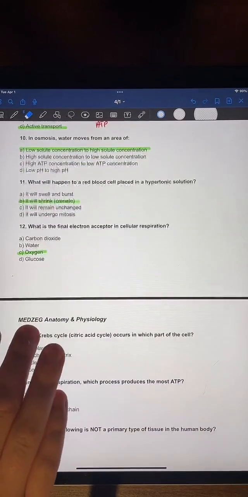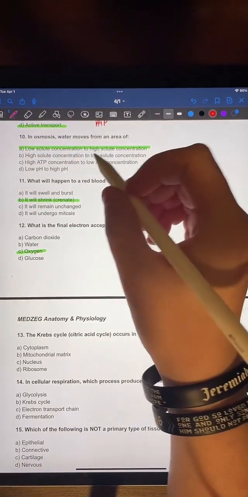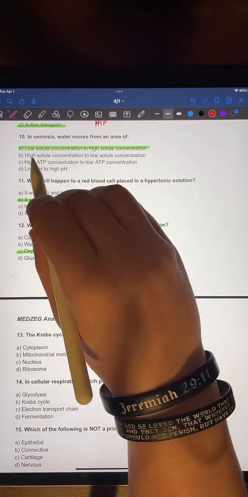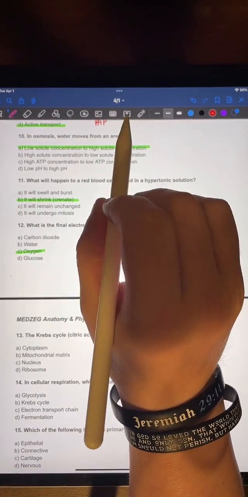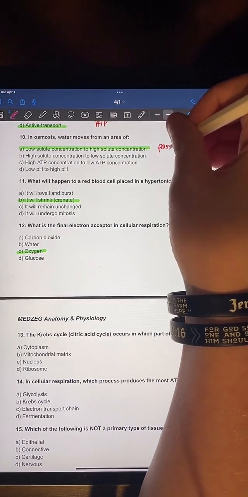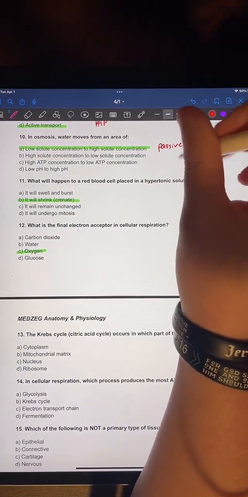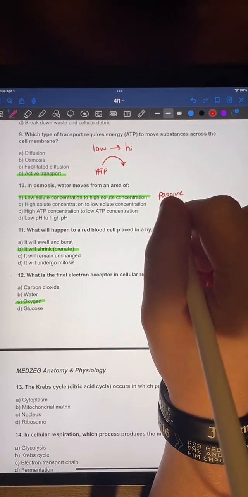For 10, we'll explain this real quick, but again, it's posted on YouTube, and I do see that there has been a lot of confusion with the question. Again, in osmosis, water moves from an area of low concentration to high concentration across a semi-permeable membrane, and it is passive. This is a passive low to high. Normally, when you go low to high, you need ATP, but not in the case of osmosis.